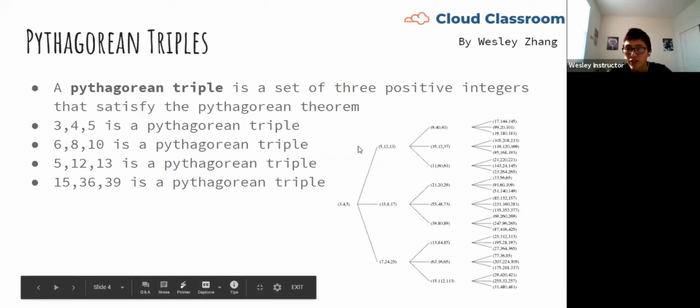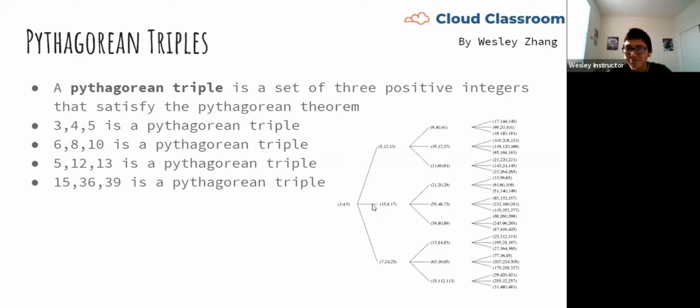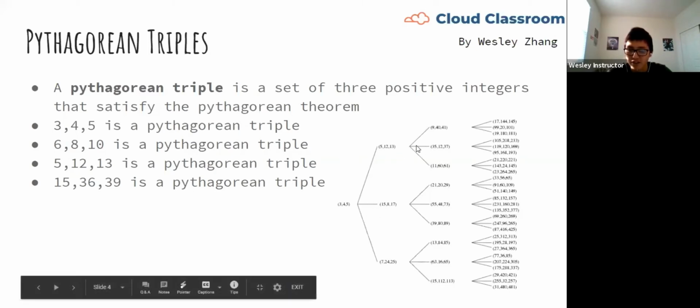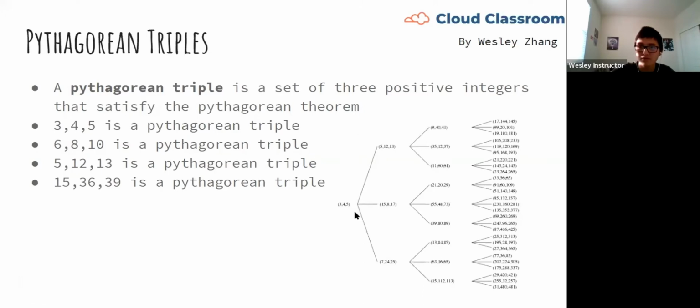And this chart here, I'm actually not sure how they got this unique chart, but it does show Pythagorean triples. So if you're interested, these all satisfy the equation.